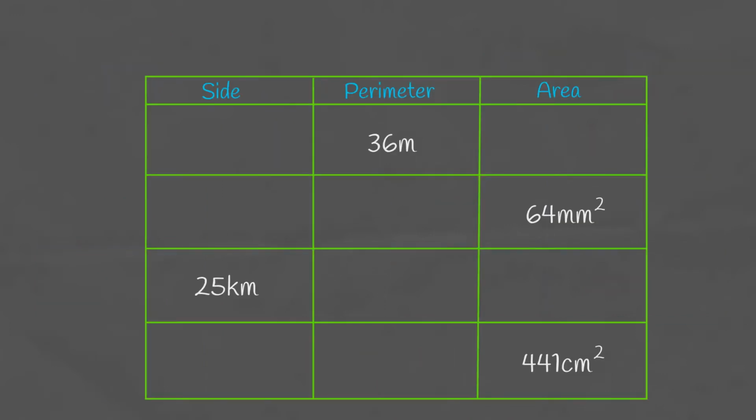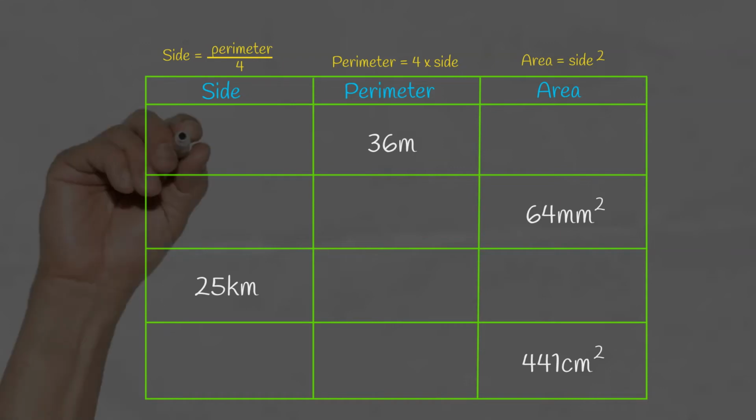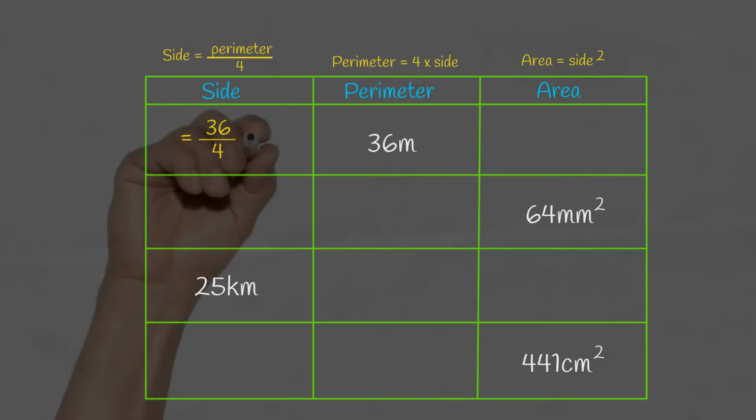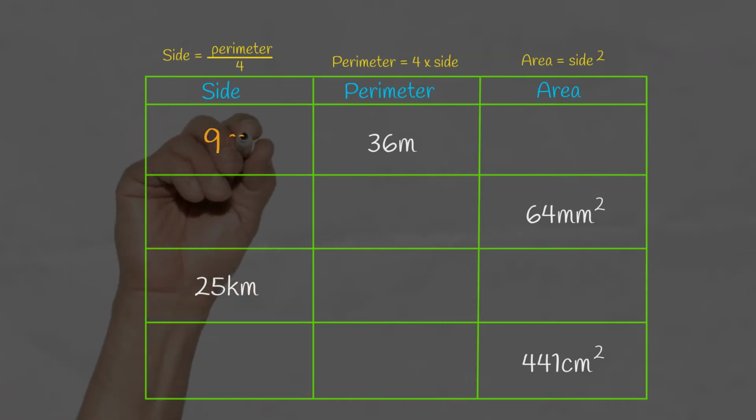But if you were to get a similar grid for a square, it would look something like this. And again, to start with, it might be helpful to write a few of the relevant equations down. So let's start with the first square. As you can see, we only have the perimeter, which is 36 meters, but we know the perimeter is the sum of all the sides, and we know a square has 4 sides and they're all the same length. So the side length is going to be 36 divided by 4, so it's 9 meters.